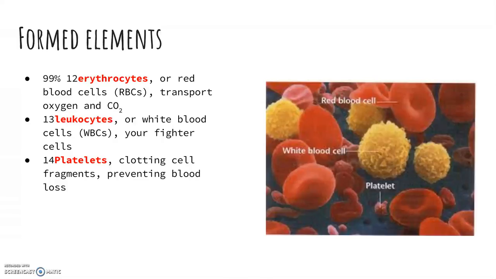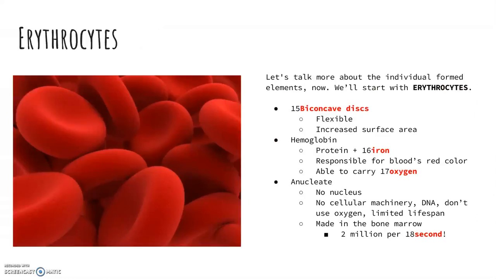Leukocytes are the white blood cells. Those are your fighter cells. And then you've got platelets, which aren't even full cells at all. These are clotting cell fragments, and they're there to help prevent blood loss. So let's zoom in and look at the erythrocytes.